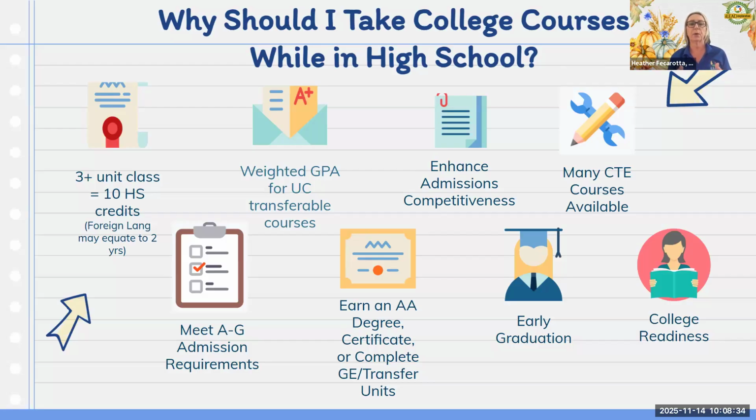Here's a great one. You can earn your associate's degree, a certificate in your trade, complete your transfer units, all while you're in high school. It's amazing. We've had a lot of learners do that program. You could also graduate early, which is nice. So sometimes we have learners that are just a little anxious to get out of high school and get on with life, right? Even though I urge you to stay here because I want you to stay. But it is an opportunity for you to earn some credits a little bit faster, like going back up to that 3 units is 10 high school credits.